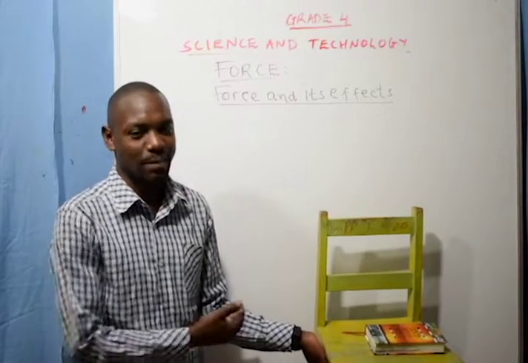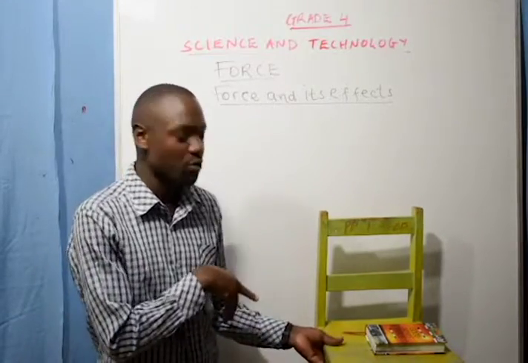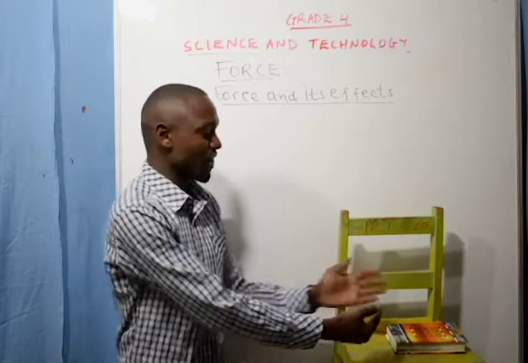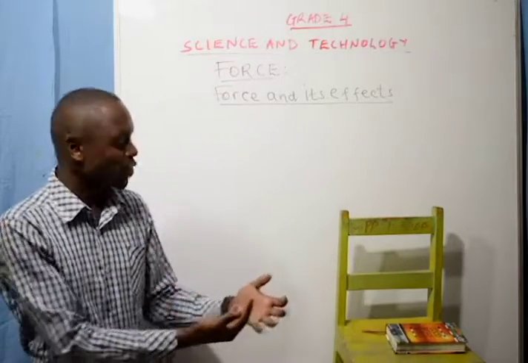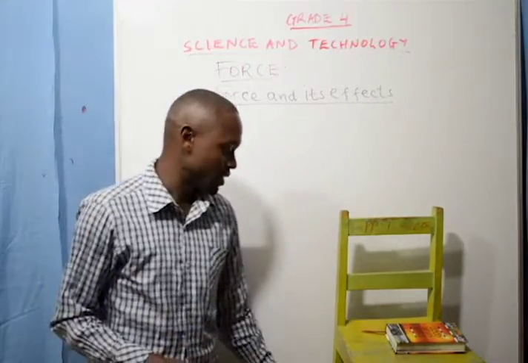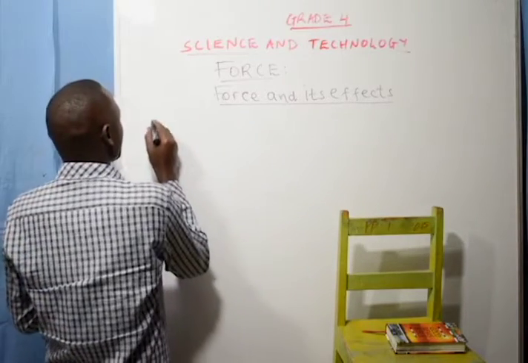Even this chair, I can try to bring it towards me. You can see it is coming. I'm trying to apply some force to the chair. I can still try to make the chair move away from me. It is moving away from me. So that thing that is making the chair move towards me and move away from me is what we call force. So generally we say that force is a pull or a push.